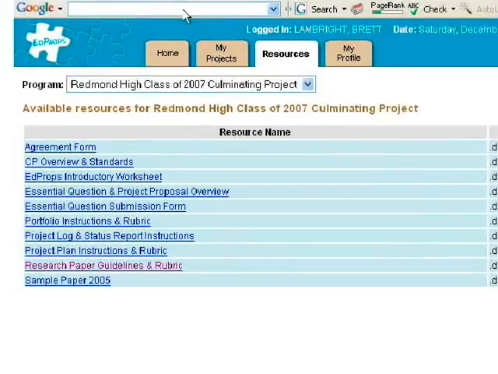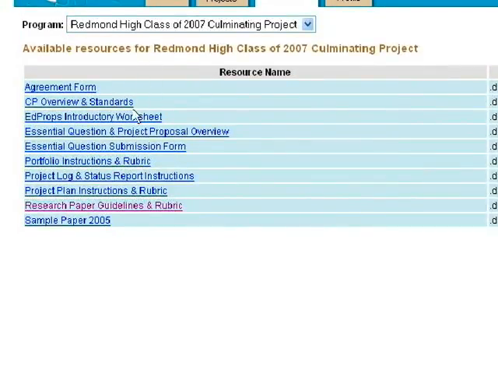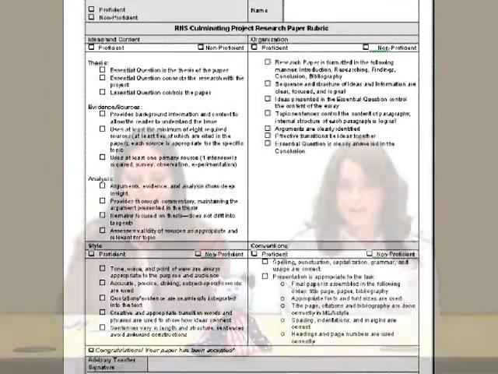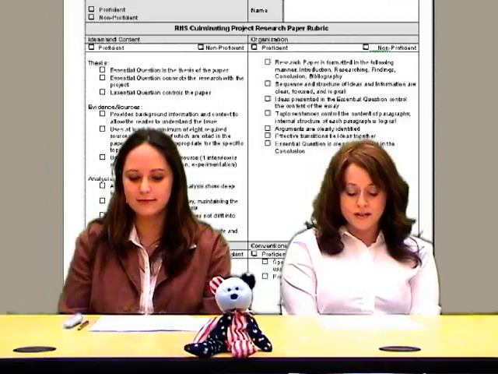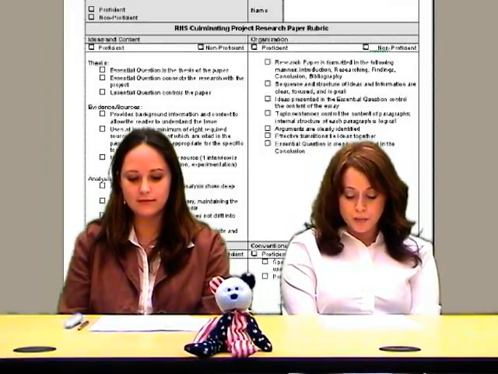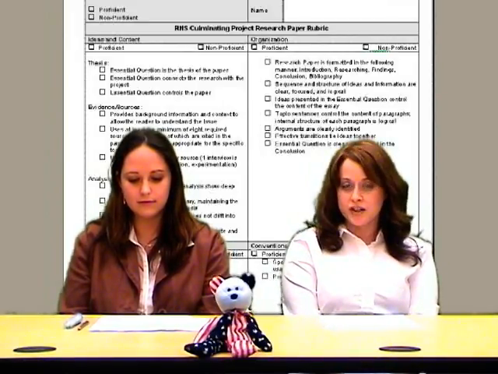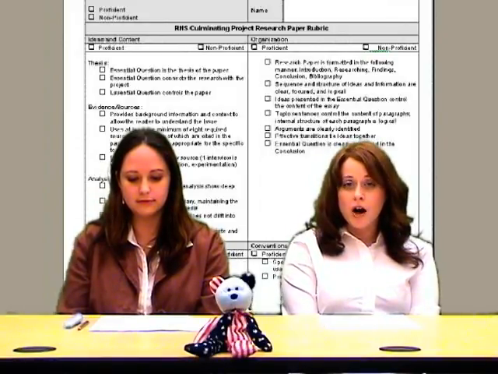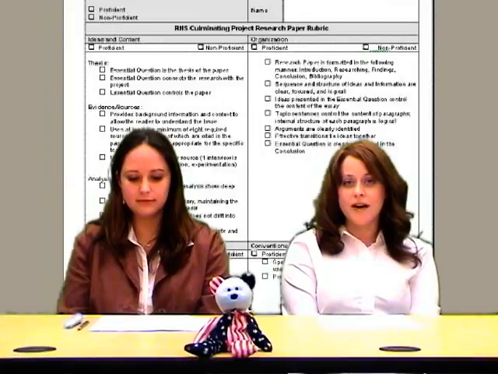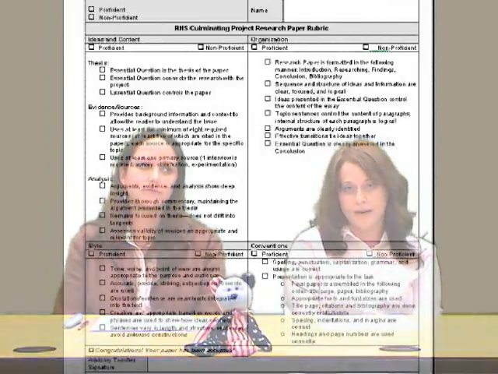On the Research Paper Guidelines document, under the Resources link on EdProps, you will find a rubric for your research paper. It's one of the very last pages in this document. Use this rubric to help guide you in the right direction regarding your findings section. These standards will give you a concrete vision of the level of quality and effort expected on the final outcome.